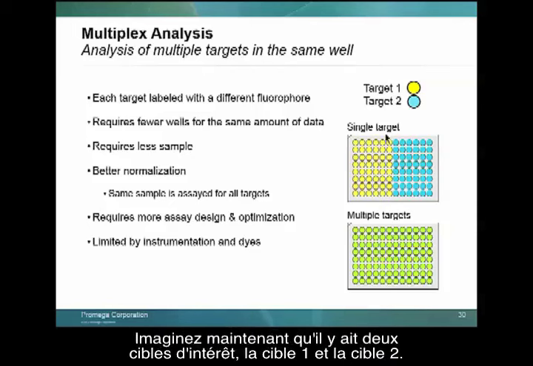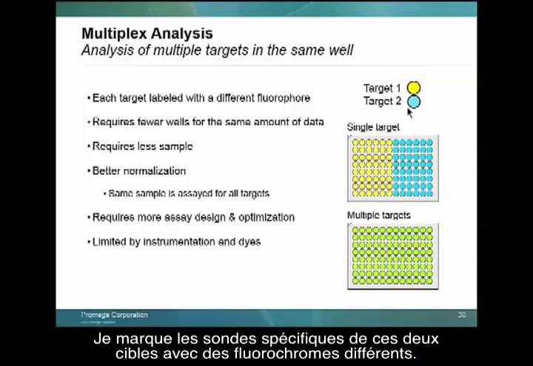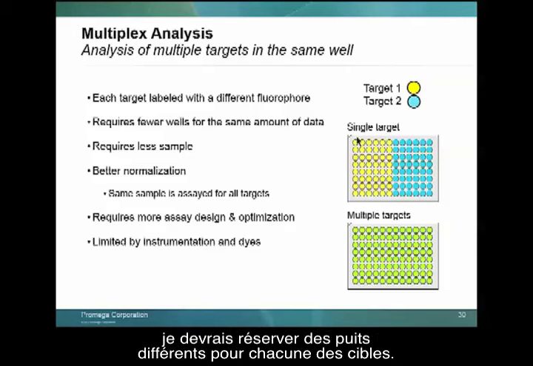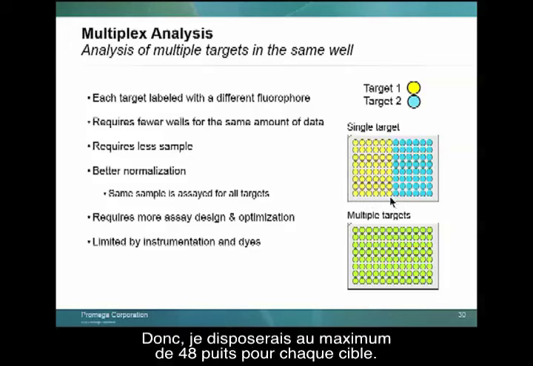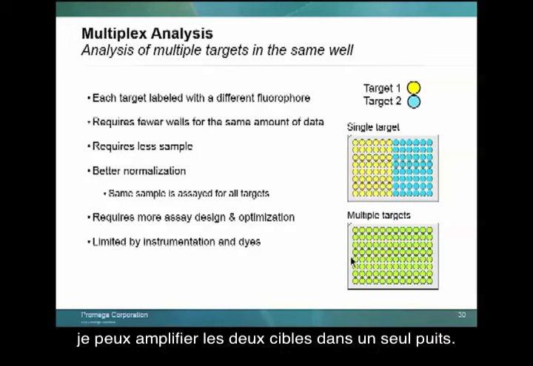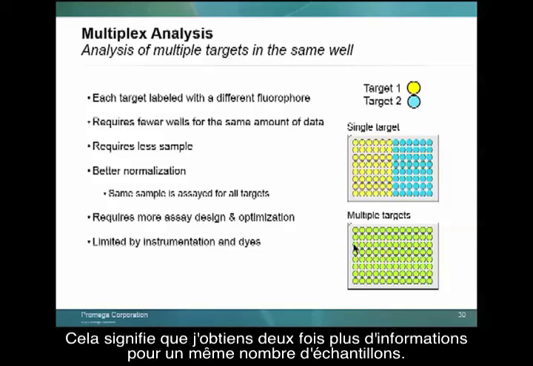But what you can use it for is multiplex analysis. So imagine now I have two different targets, target one and target two, and I label the probes for these two targets with different fluorophores. If I was using a dye-based technology, I would have to devote separate wells to each target. So at maximum, I could get 48 wells for each target. However, if I now multiplex them with a probe-based technology, I can amplify both of these targets in a single well. That means I get twice as much information out of the same amount of sample.